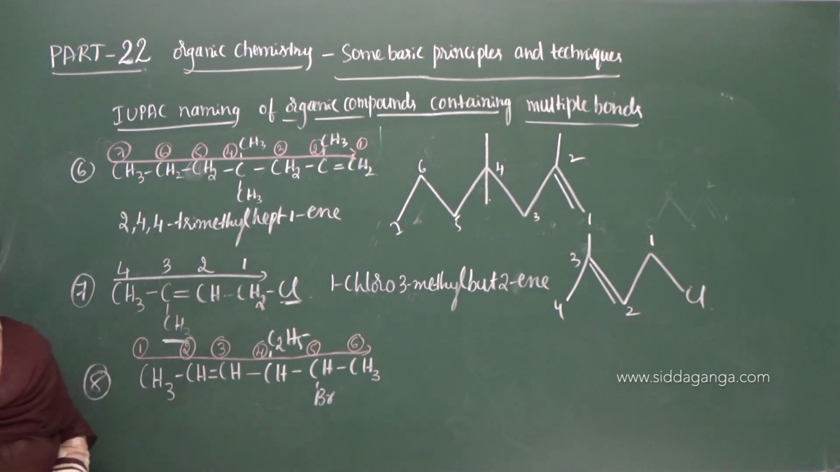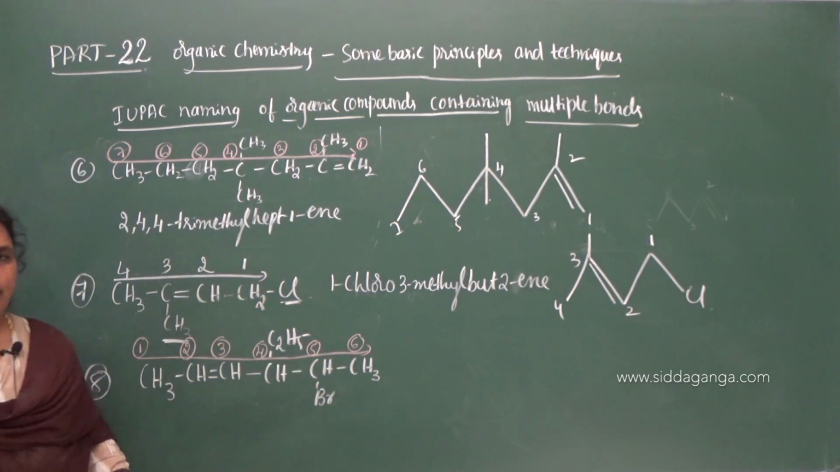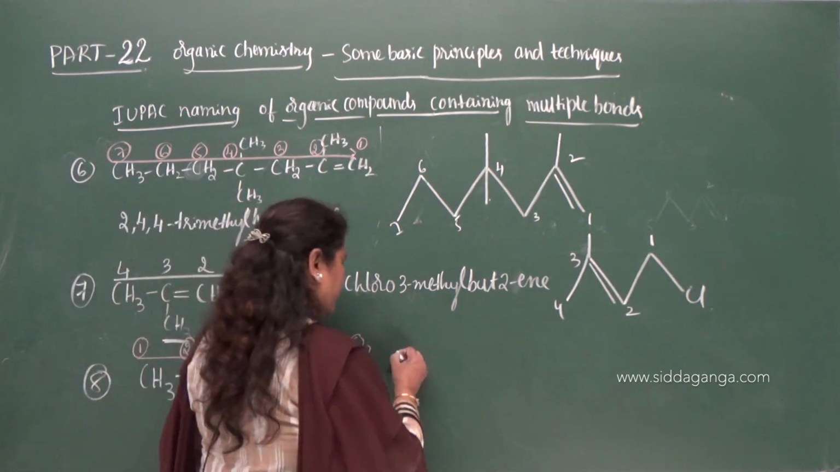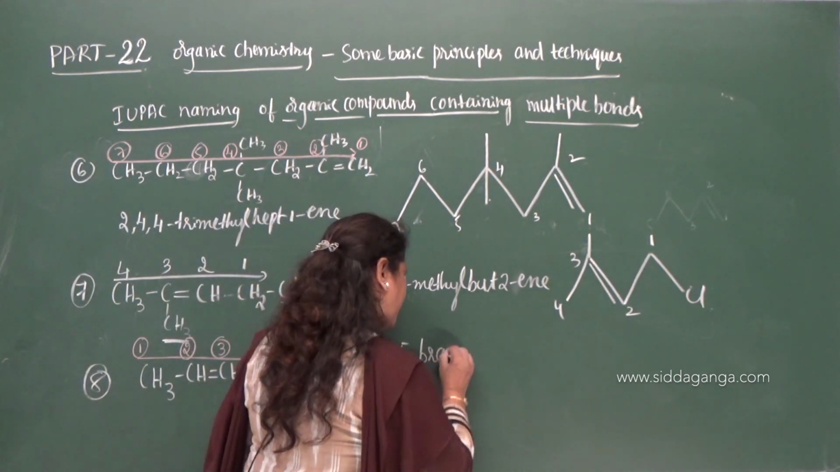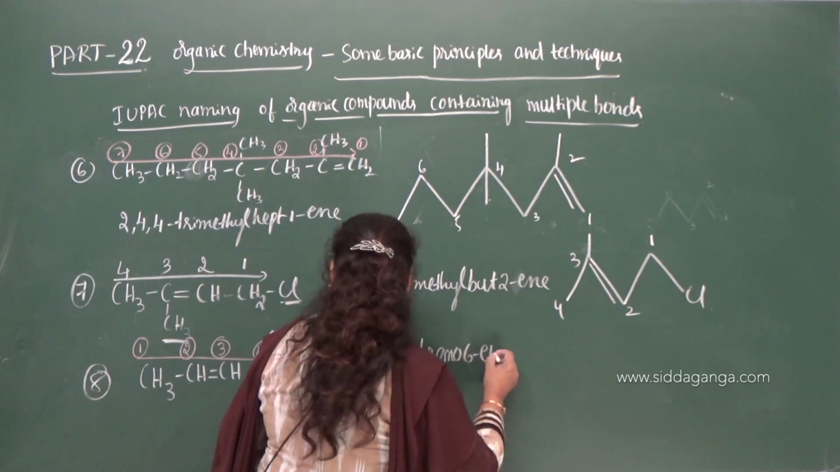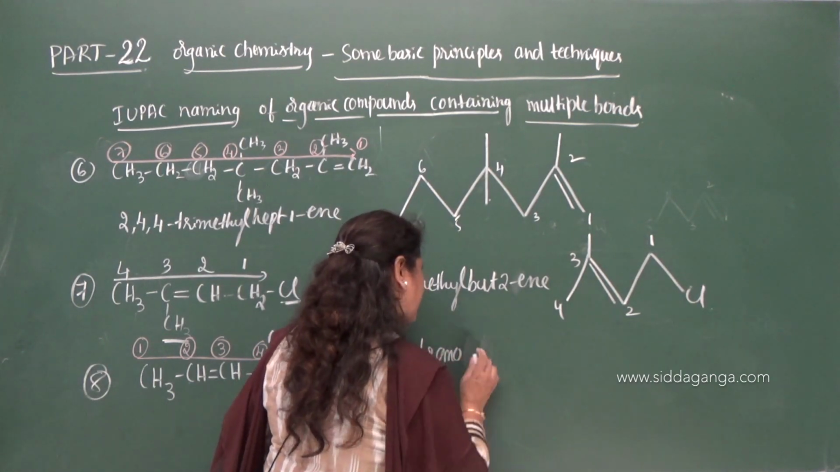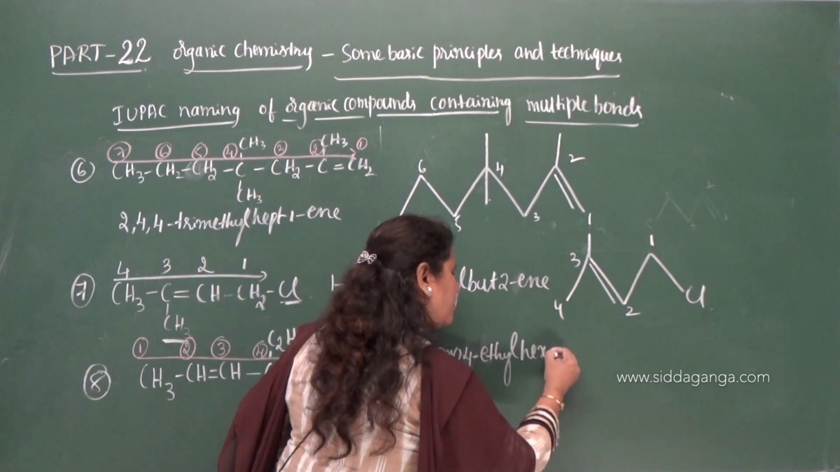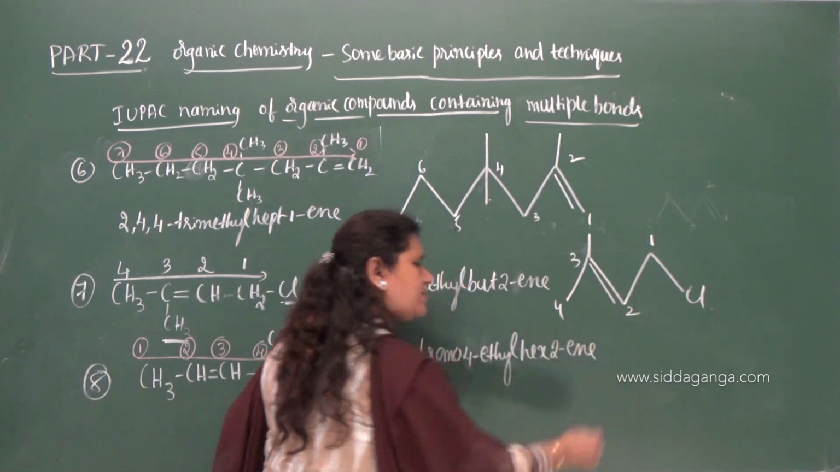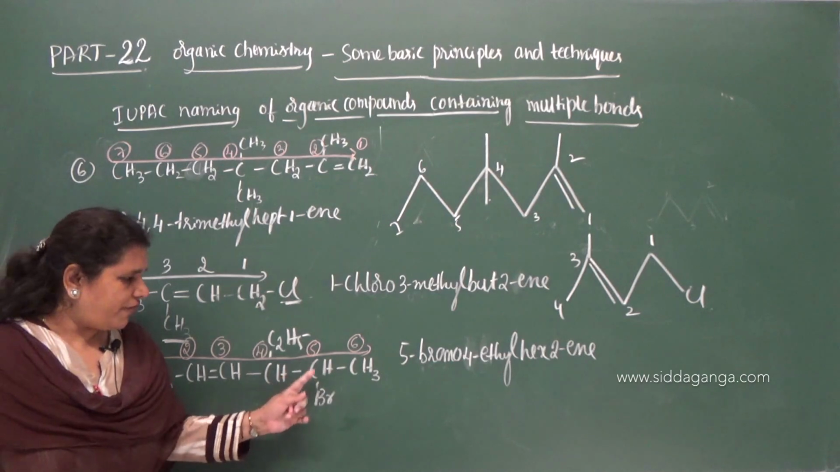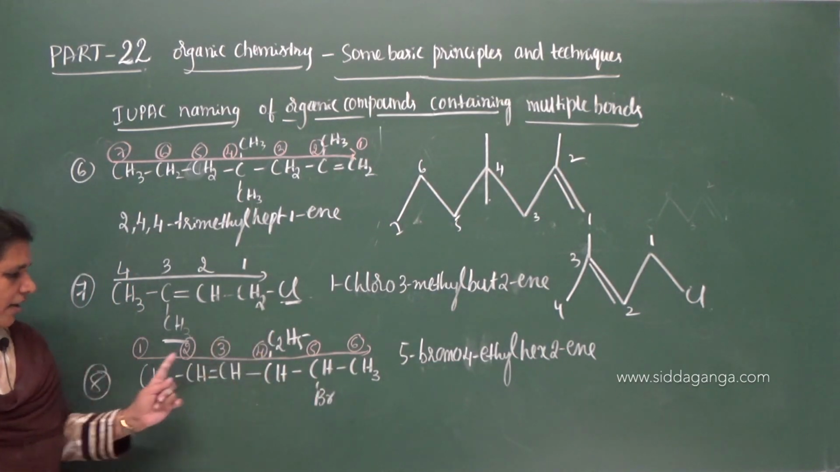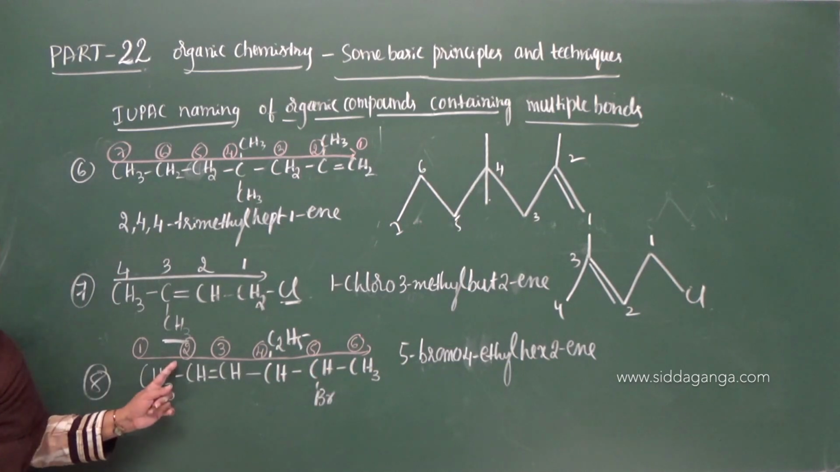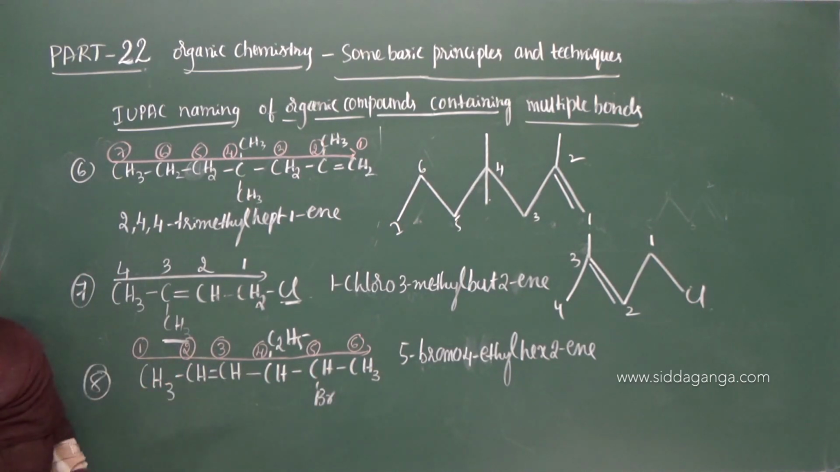Now you give the name. The root word will be hex because 6 carbon atoms are there in the selected parent carbon chain. Then what is the name? So 5 bromo, 4 ethyl, hex 2 ene. See here, 5 bromo, 4 ethyl, hex 2 ene. Between the second and third carbon we have a double bond, therefore hex 2 ene.